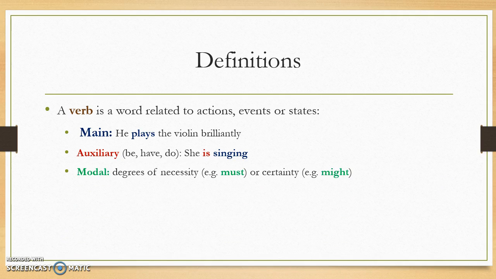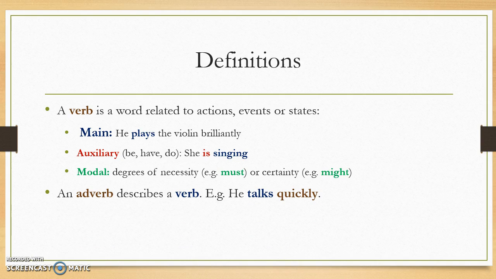And there are modal verbs which express degrees of necessity. For example, must, I must go. Or certainty, for example, might, I might go. And notice again, they support the main verb. In this case, it would be go.